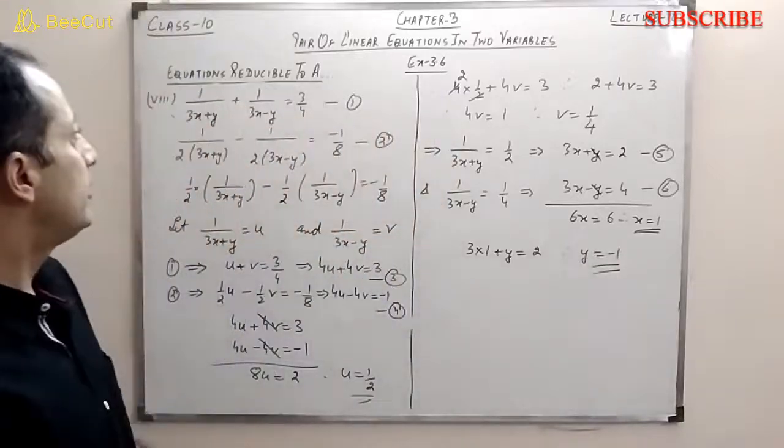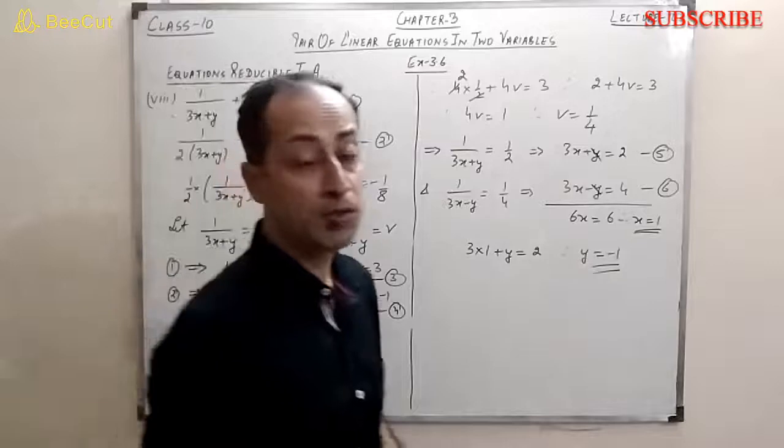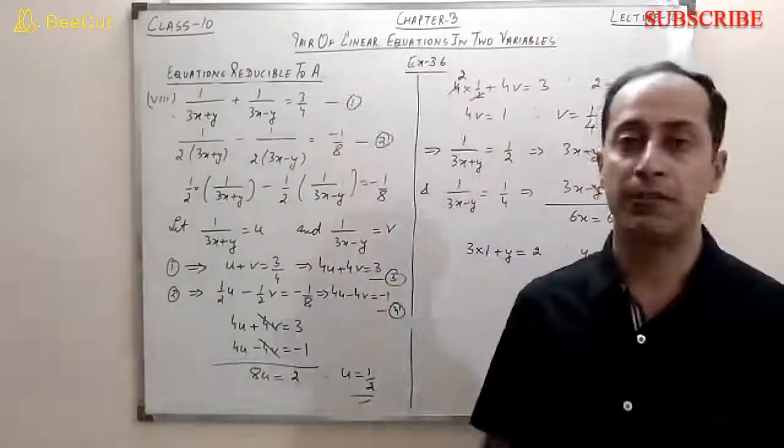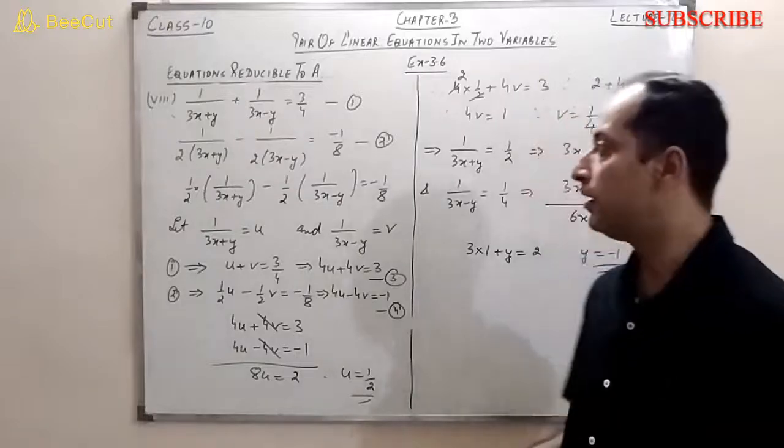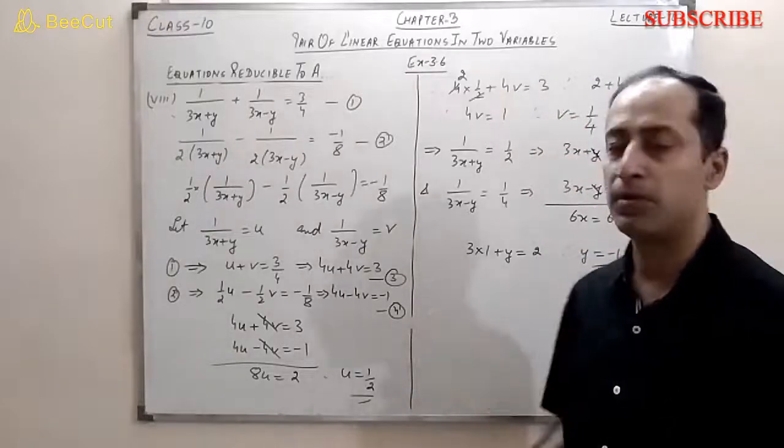Right? So this was all about the equations which can be reduced to the form of a pair of linear equations in two variables. Right? So the rest of the parts you can do yourself. This is all about this lecture.